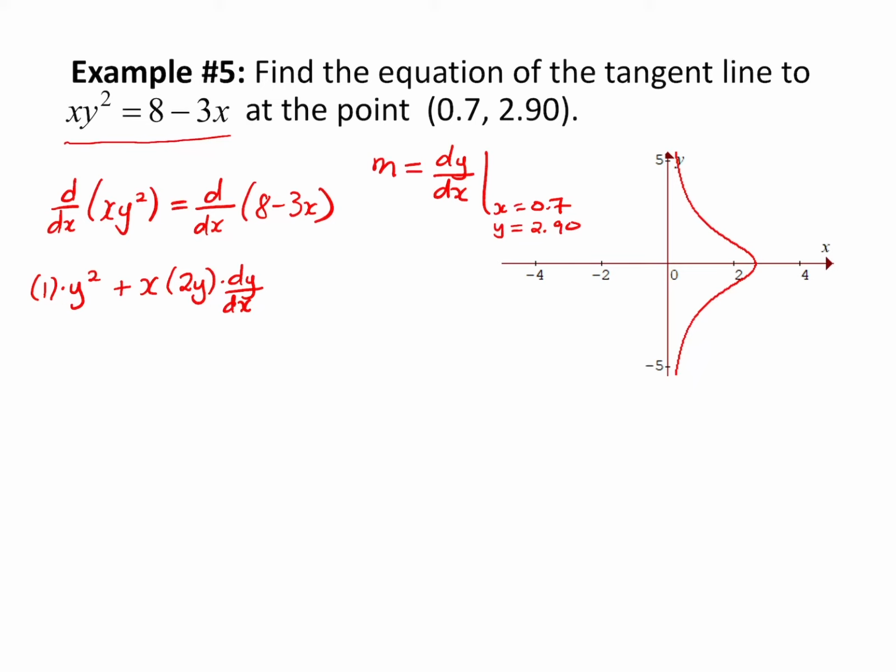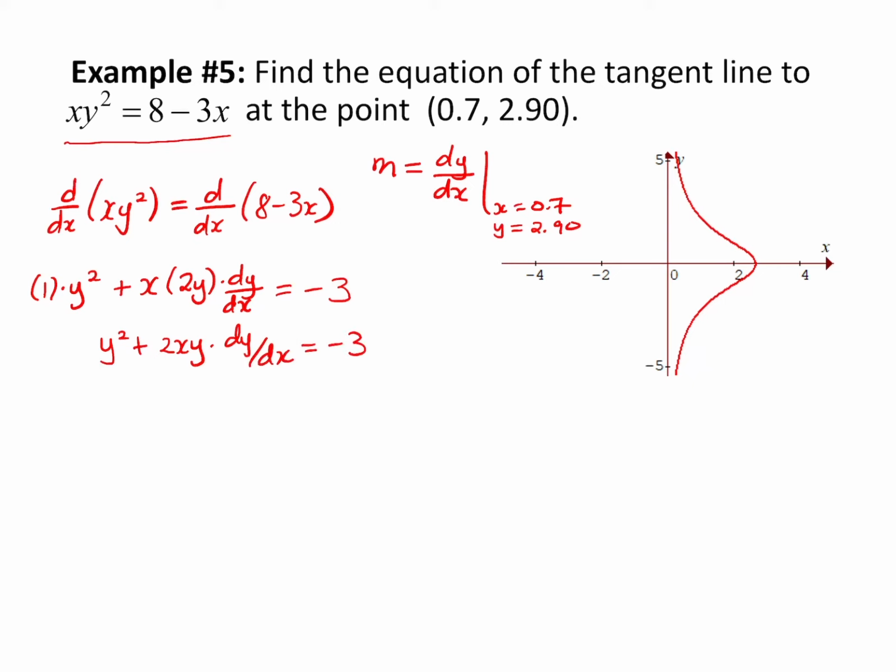So the derivative of the left side is the derivative of the first, 1, times the second, y squared, plus the first, x, times the derivative of the second, y squared, which is 2y, times dy/dx. And that's going to equal the derivative of the right side. The derivative of 8 minus 3x is negative 3. So we have dy/dx in one place. Now we want to rearrange to solve for dy/dx. Cleaning this up a bit, we have y squared plus 2xy times dy/dx is equal to negative 3.